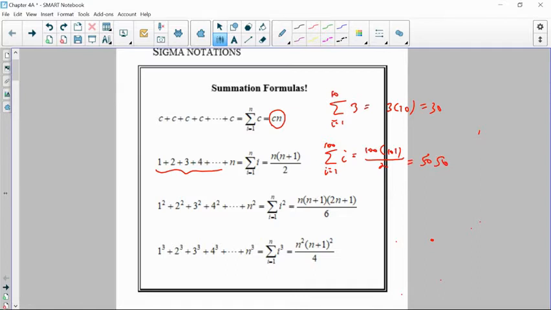Okay, now adding up squares. If you want to add up the first, let's say, 25 squares, what that would look like in sigma notation is I equals 1 to 25 of I squared. And since there are 25 squares, you do 25 times 25 plus 1, which is 26, times 2 times 25 plus 1, which is 51, all over 6, and get an answer for whatever that is.